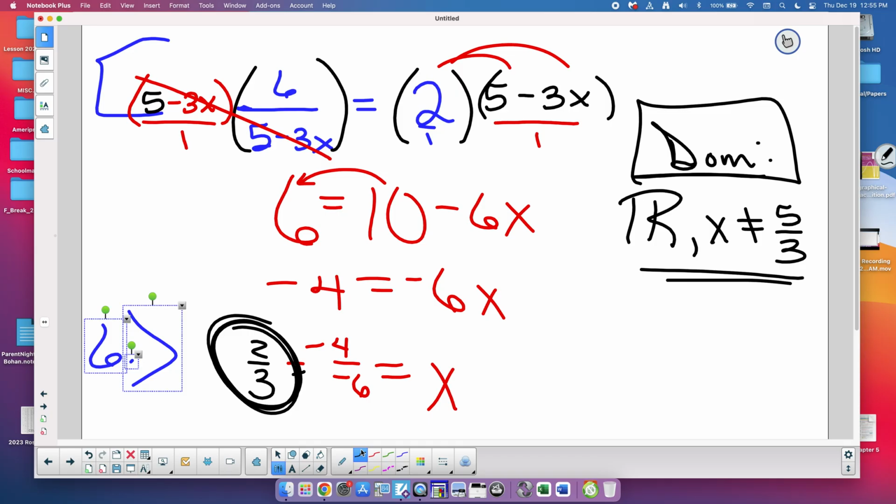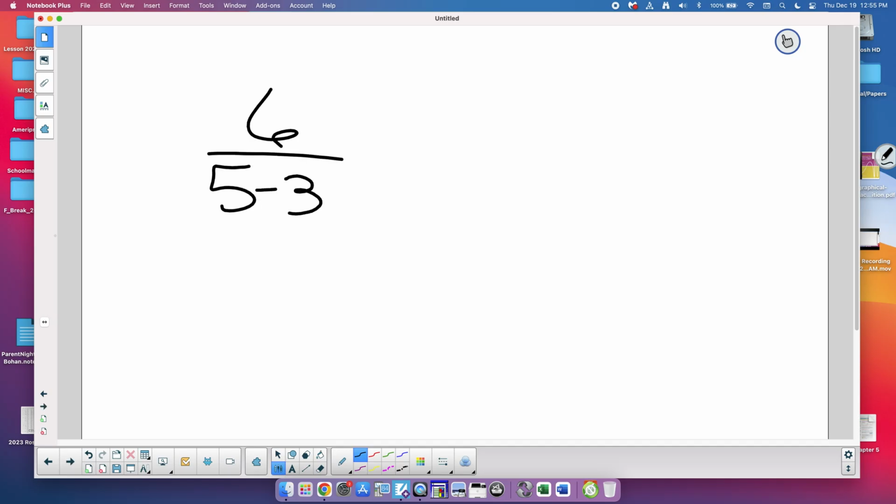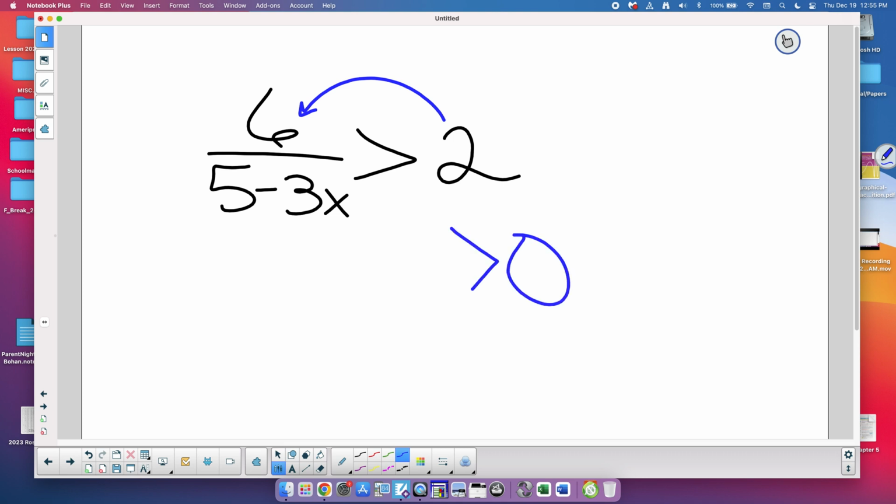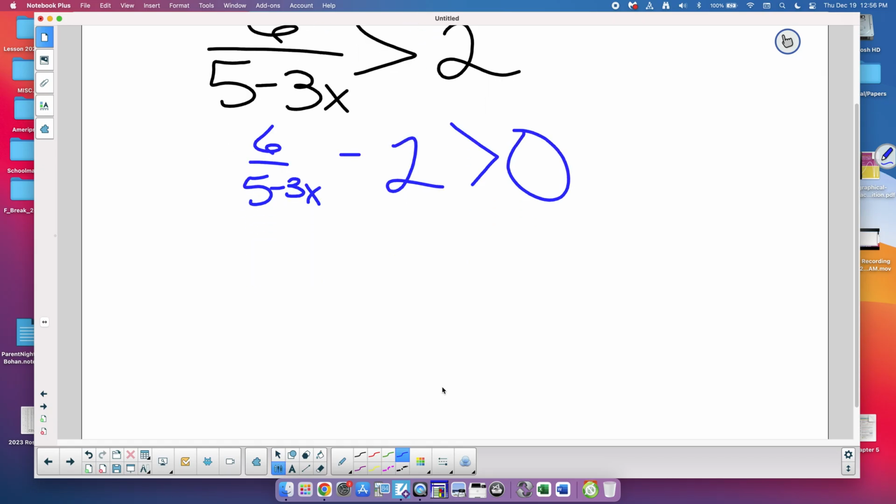Yes, when it's inequalities. Okay, when we do inequalities, it's going to be 6 over 5 minus 3x is what? Greater than, less than? Greater than 2. Greater than 2? Okay. When you do inequalities, let's get 0 on one side. So it looks like this. Okay? Are you with me? Now, you need to get it to look like one fraction because you know how to graph one fraction, not two fractions. So we're going to get it to be one fraction. So to do that, you need common denominator.